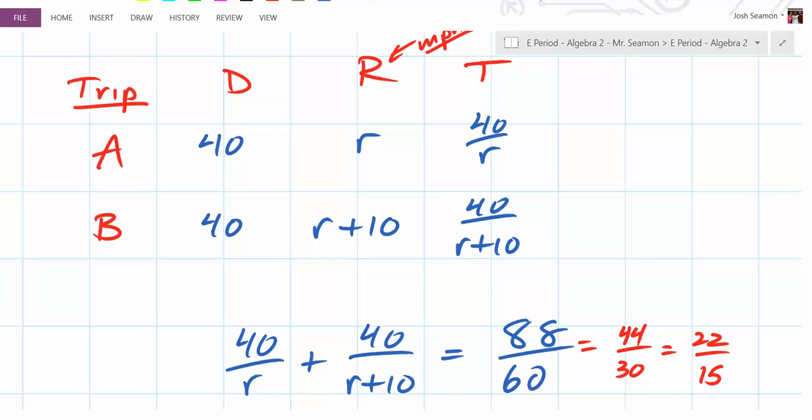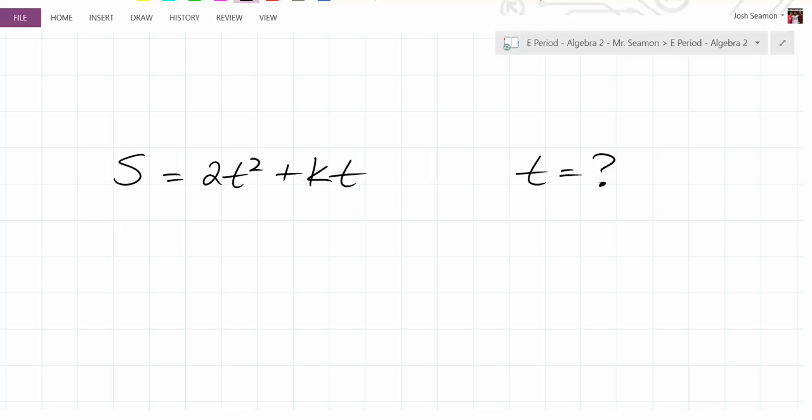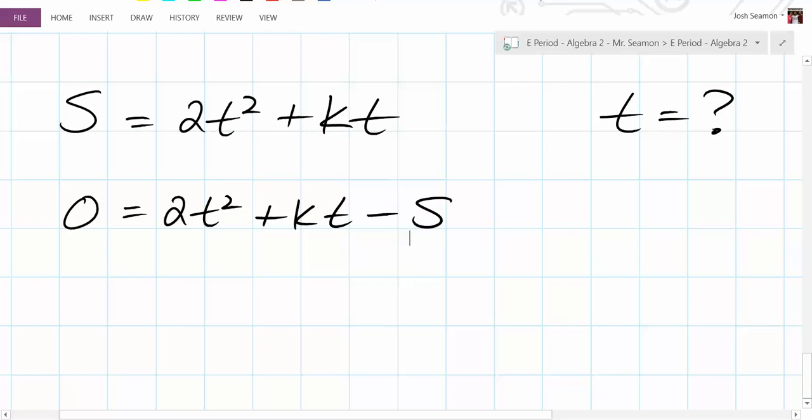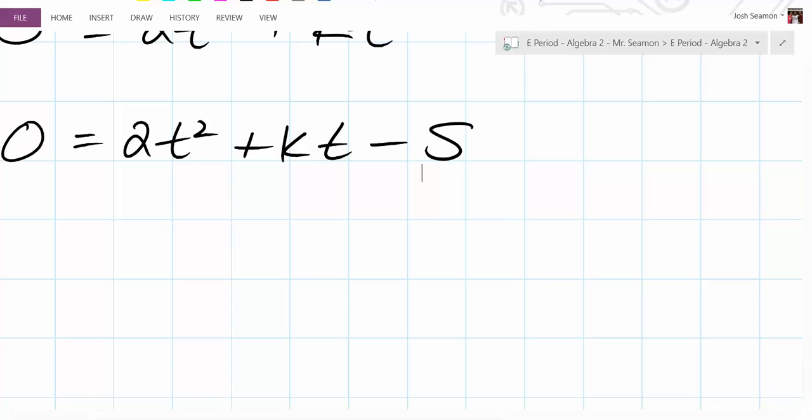No. Okay, so what we need to do now is we're going to transition a little bit to 9.5. So we get what? 0 equals 2t squared plus kt minus what? S. You know what? I'll keep it as S. Is this technically in standard form? Yes. And what's the first method you like to use if you can? Does this one look like it's going to be fun to factor? No. So what are we going to need to use? Either the quadratic formula or completing the square.